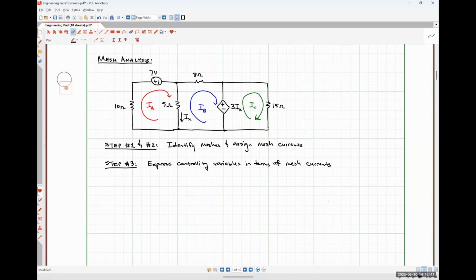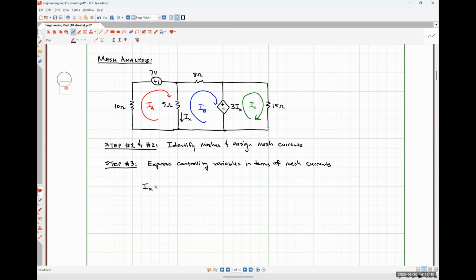So our controlling variable in this circuit is that current Ix. So Ix is defined as the current that's flowing down through the 5 ohm resistor. And that 5 ohm resistor is shared between the left mesh A and that middle mesh B. So because that resistor is shared between those two meshes, we're going to have to express that current in terms of both mesh current A and mesh current B.